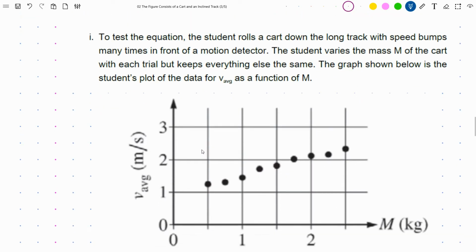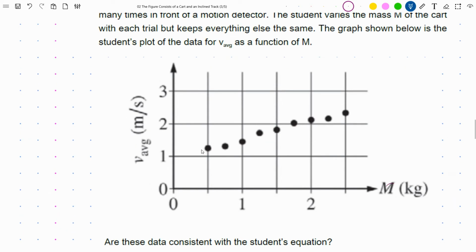So the student has performed this experiment, and the graph below is the student's plot of the data for the average velocity as a function of mass. So here we have the mass. Let's go back to a highlighter here. Here we have the mass that the student was varying. You can see that the student ran multiple trials here.